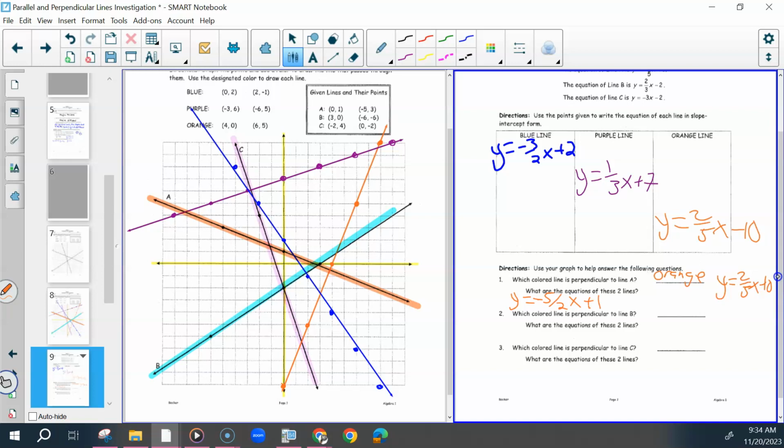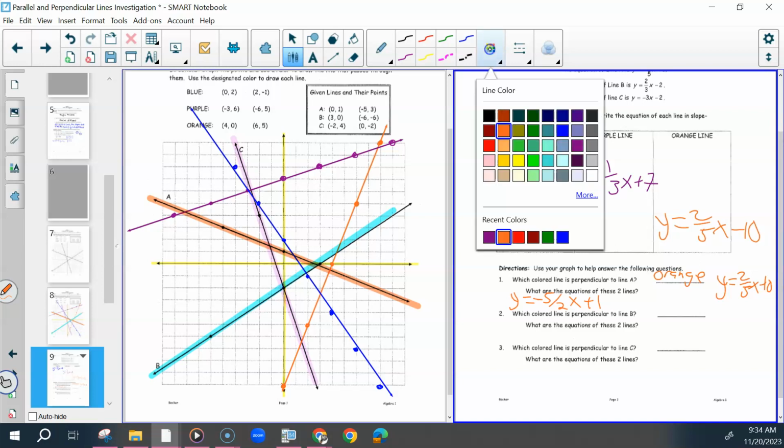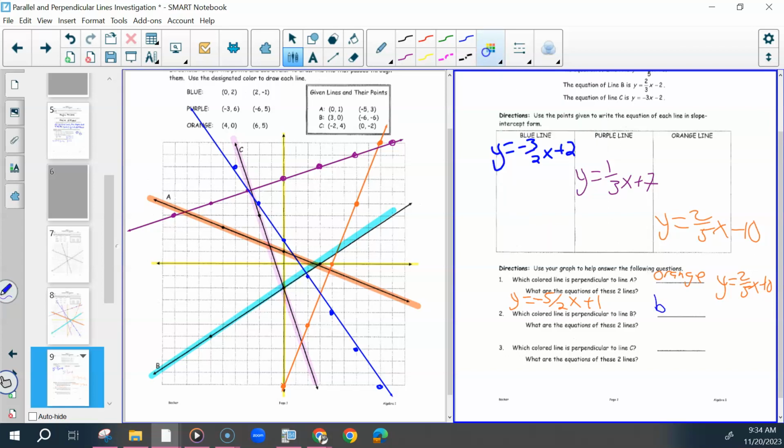To line B, which one crosses it and makes a T? The blue line. So write in your blue equation as well as line B's equation. And then by default, the last one would be the purple line. So for C and purple, I can see it makes that T right here.